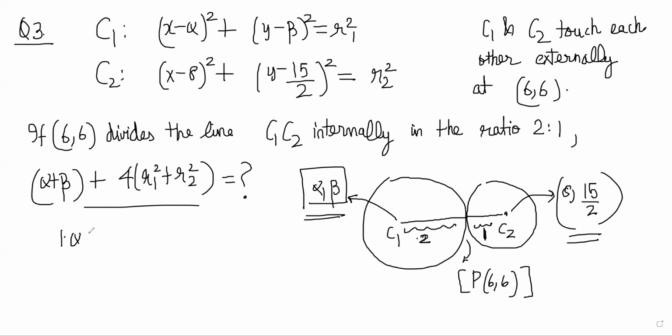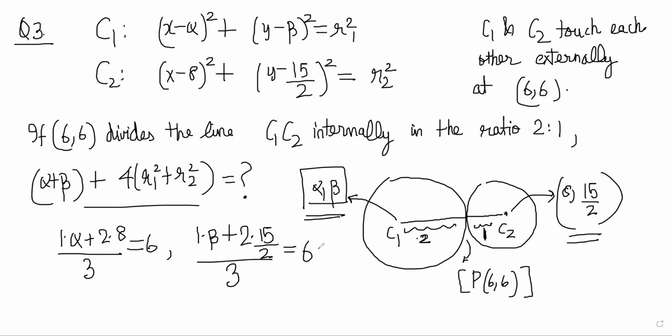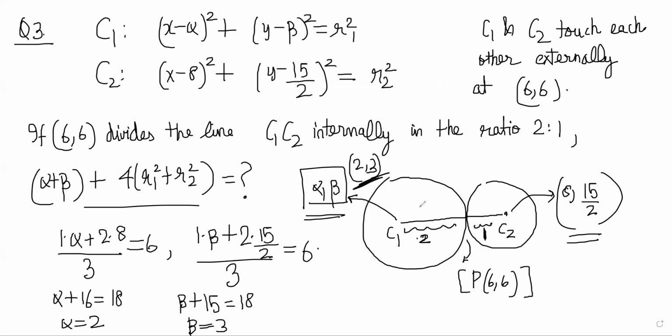We can do (1 into alpha plus 2 into 8) by 3 is equal to 6. And similarly, (1 into beta plus 2 into 15 by 2) by 3 is equal to 6. So from here we get alpha plus 16 is equal to 18, so alpha is 2. And from here we get beta plus 15 is equal to 18, so beta is 3. So automatically now I know the center of the first circle. Simple section formula. The center is 2, 3, right? Great. If I know the center, I can find the radius also, right?